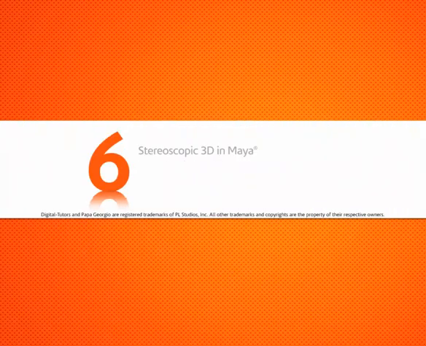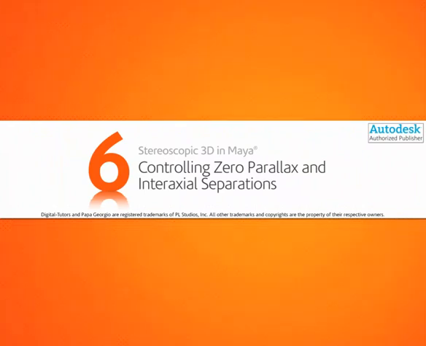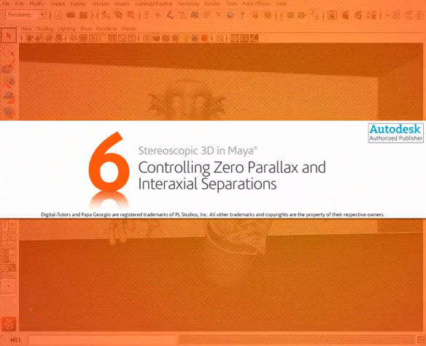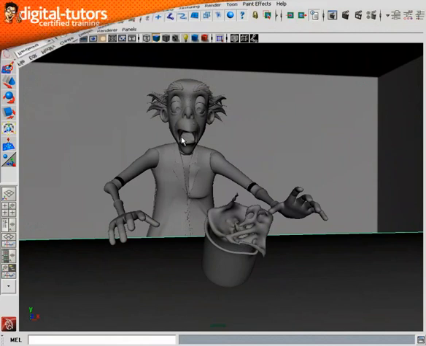so let's start using stereo on a specific scene and take a look at some of the production issues that we're going to run into. I'm going to open up Lesson 6 scene file, and it's going to be a scene of our mad scientist.